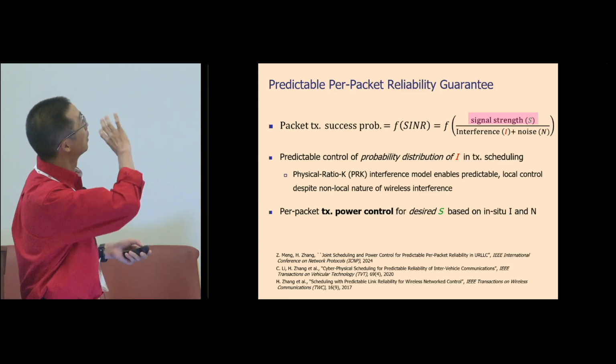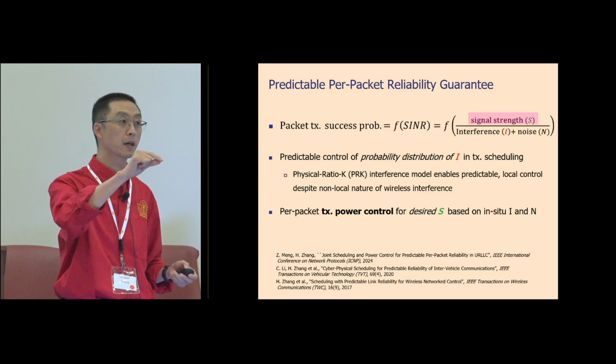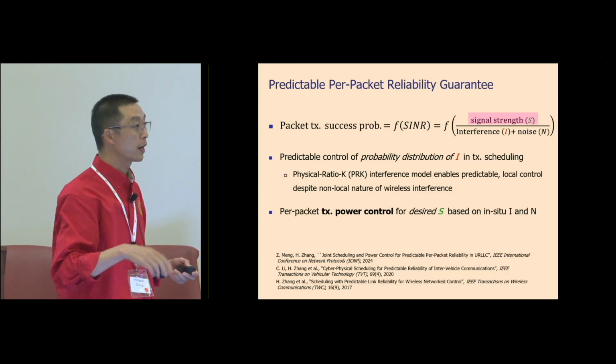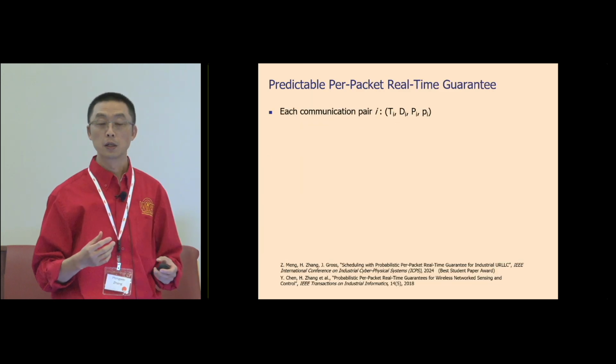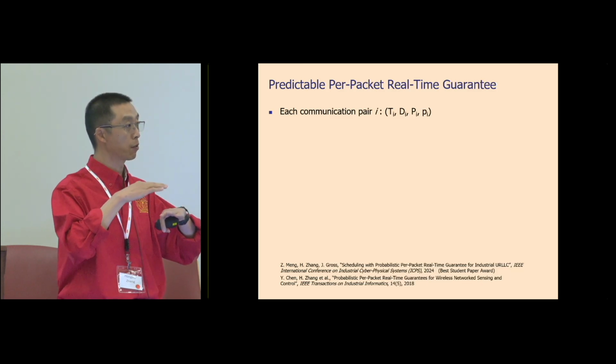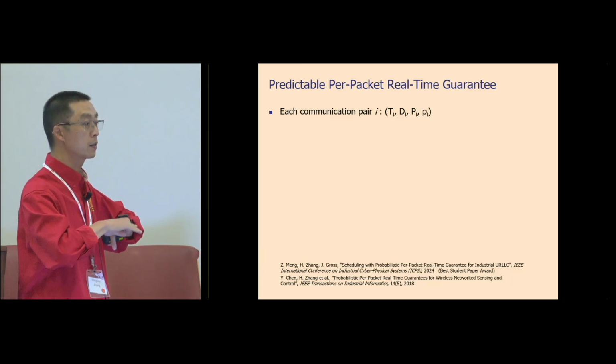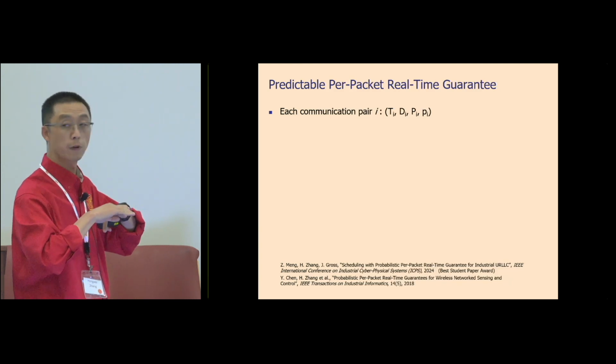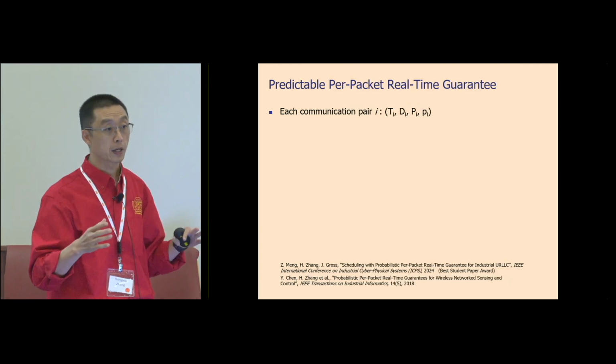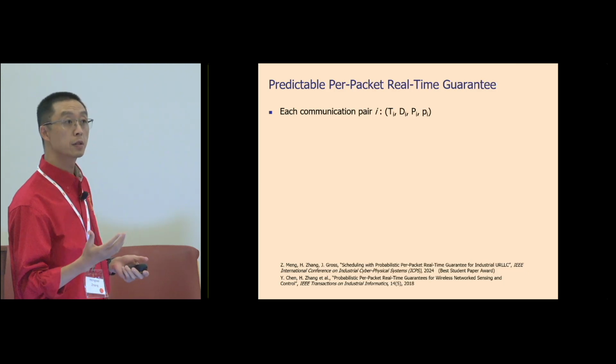The other part is, the moment you can guarantee the per-packet reliability, you can ask the second question: if I can guarantee the reliability of each packet, then can I guarantee, in a probabilistic fashion, the delay of each packet transmission? Turns out the answer is also yes.